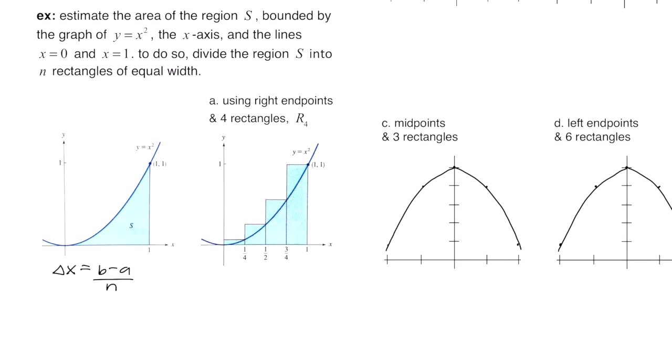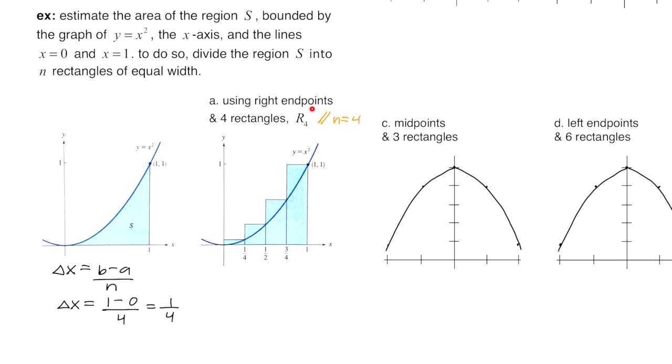Before we calculate this, I wanted to point out again, change in x is b minus a over n. So if we needed to find change in x for this problem, we're going from 0 to 1, so b is 1 and a is 0. Because it says 4 rectangles, that's our n value. So we plug 4 in for n, and we end up getting 1/4 as our change in x. So again, 1/4 is the width of every rectangle.